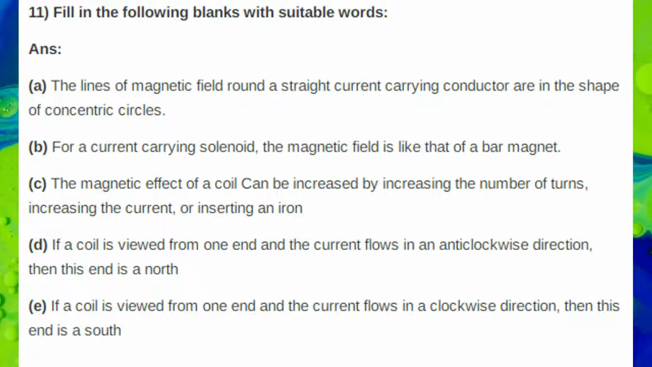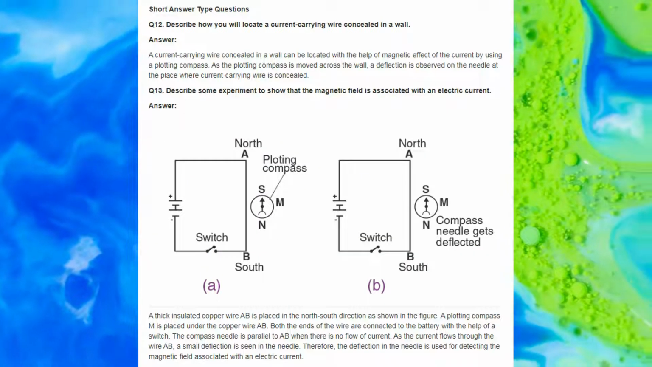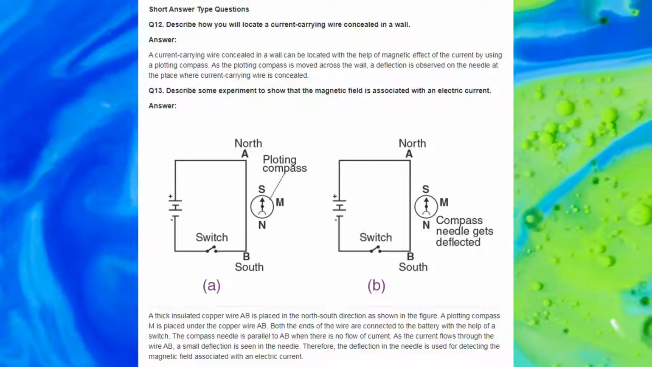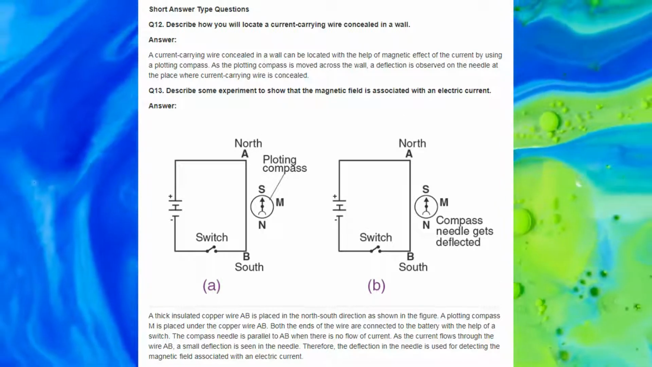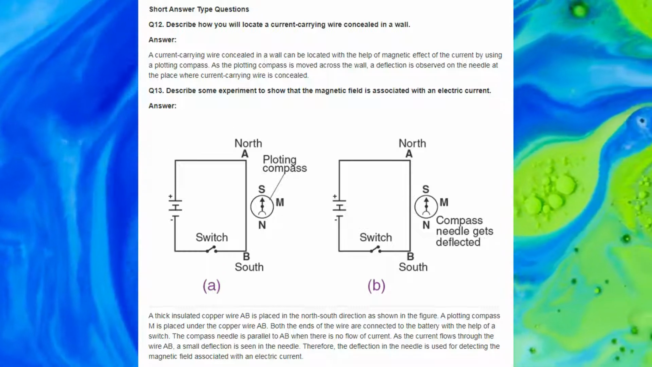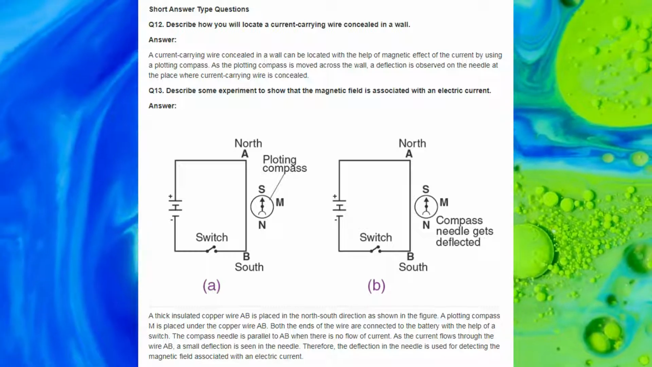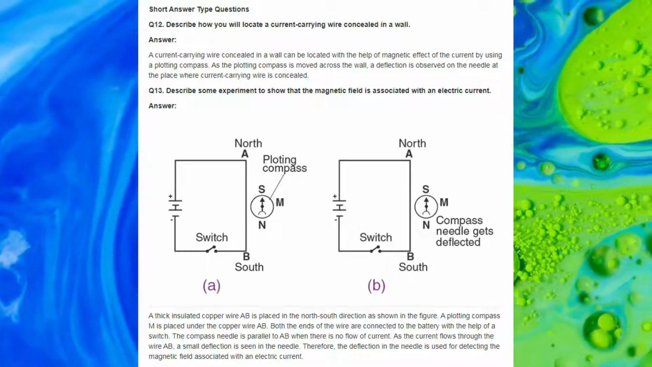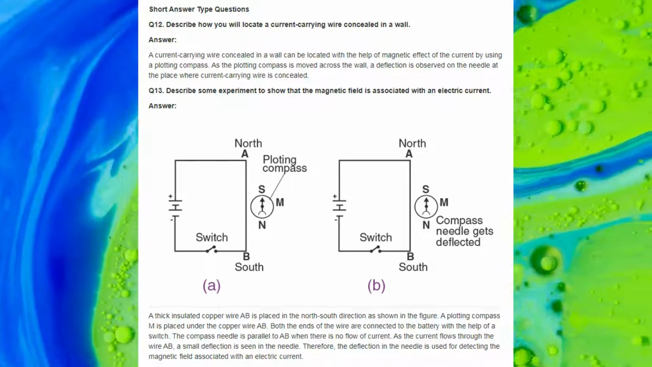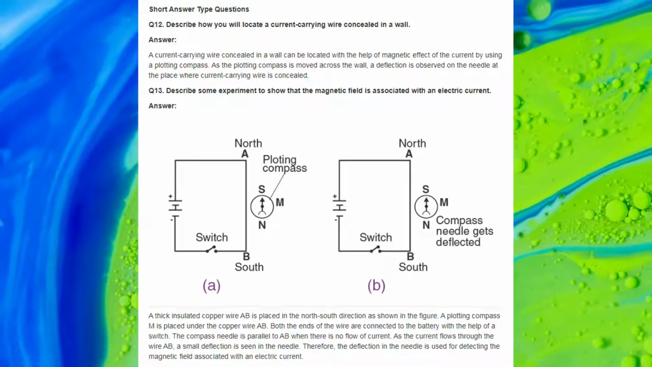E. If a coil is viewed from one end and the current flows in a clockwise direction, then this end is a south pole. Q12. Describe how you will locate a current-carrying wire concealed in a wall. Answer: A current-carrying wire concealed in a wall can be located with the help of the magnetic effect of the current by using a plotting compass. As the plotting compass is moved across the wall, a deflection is observed in the needle at the place where the current-carrying wire is concealed.